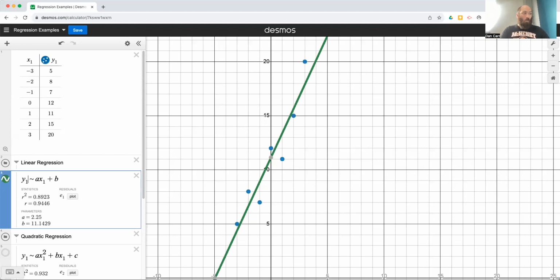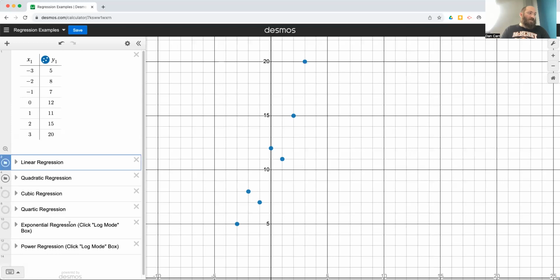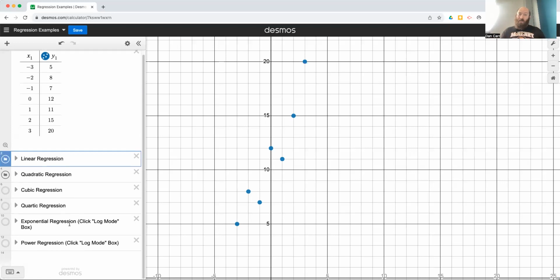You type in y1 approximately equal to a x1 plus b. Okay, so that's what happens with those. And it just depends on how you want to look at it, what do you view the pattern as? Okay. Now, if you were to do some other ones, this is linear and quadratic. The rest of these are pretty much the same idea. You just need to be able to type it in.